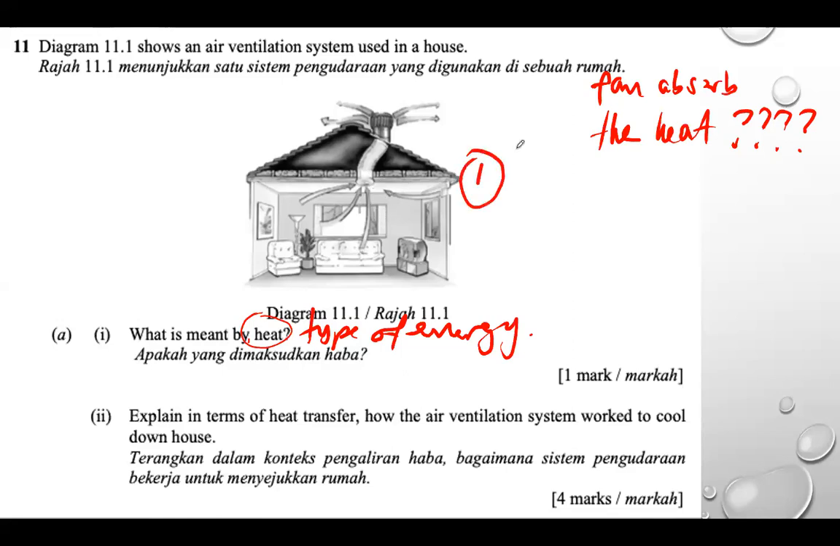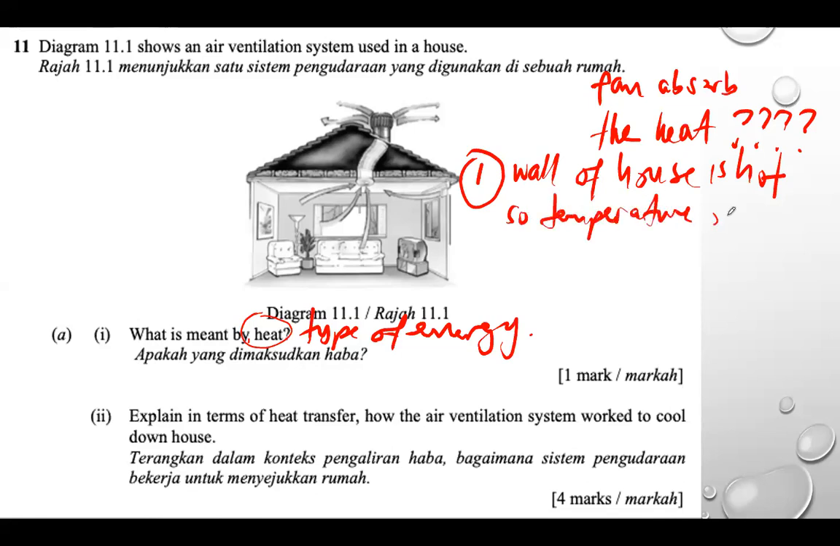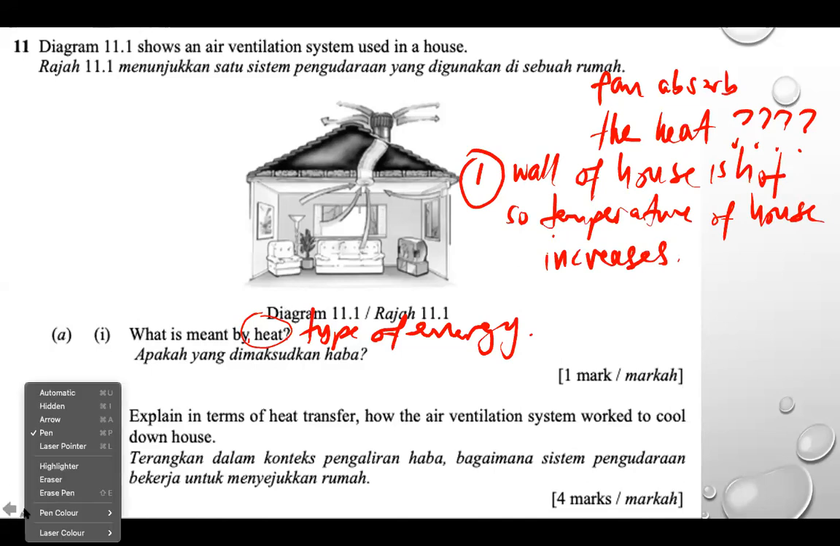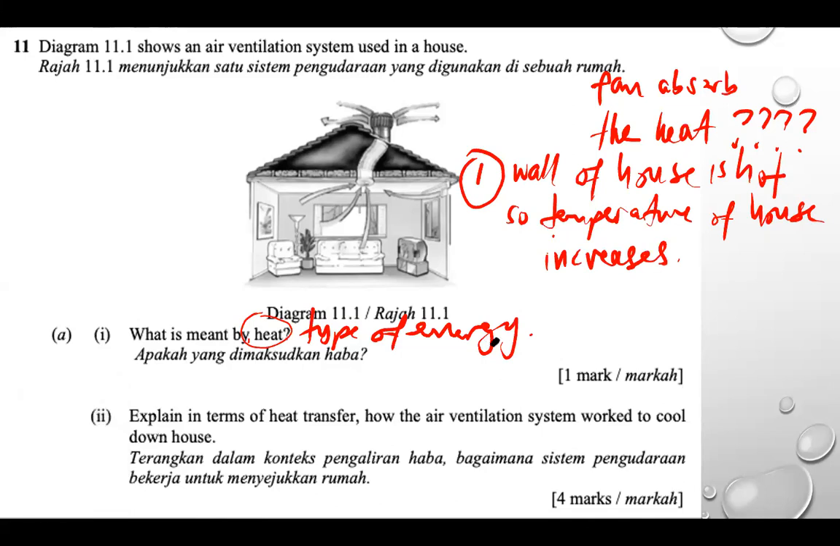So, point number one, wall of house. Okay, is hot. Okay, so temperature of house increases. Okay, that's point number one. On a hot day, okay, the wall of the house is hot, so the temperature of the house increases.